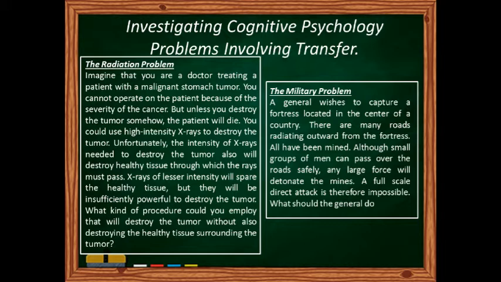The military problem. A general wishes to capture a fortress located in the center of a country. There are many roads radiating outward from the fortress. All have been mined. Although small groups of men can pass over the road safely, any large force will detonate the mines. A full-scale direct attack is therefore impossible. What should the general do?